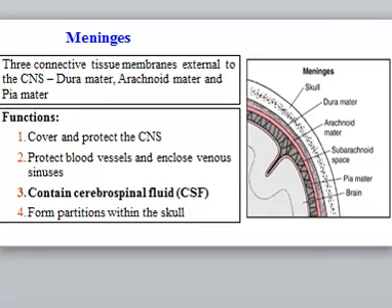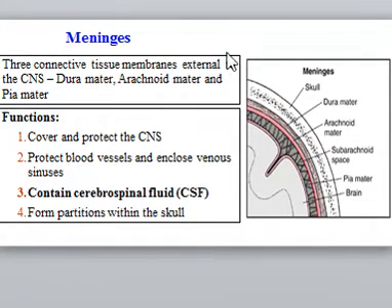Now we have to know about this one, where we exactly presented that there are three connective tissue membranes external to the CNS. So what are the things? The first one is the dura mater, next one is the arachnoid mater, and inside there is the pia mater. So these are the covers.